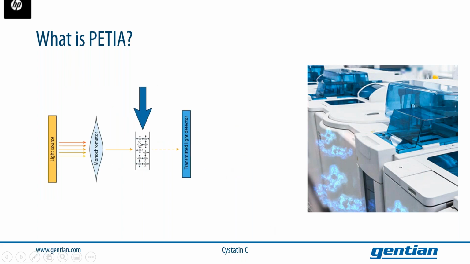This happens inside a cuvette inside the machine. And there's also a light source that, after passing through a light lens, selects light of only one particular wavelength. And then the amount of light that gets through is detected at the other end. And the more complexes you have formed here, the less light gets through, and the more Cystatin C you have, the more complexes you'll get.